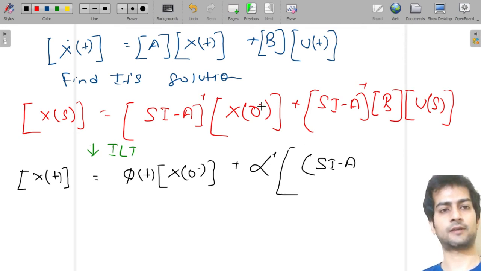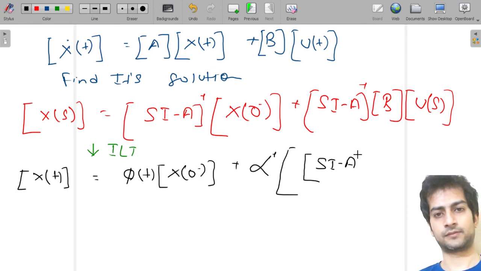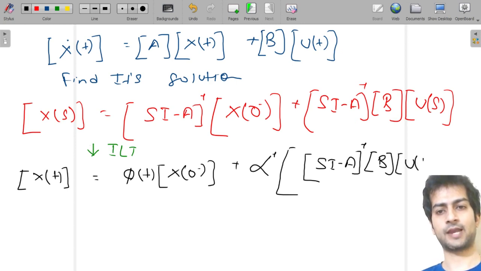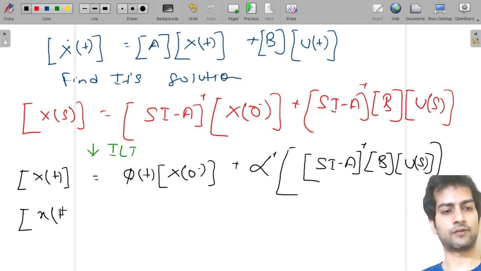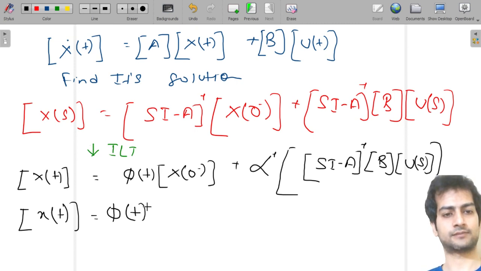(sI minus A) inverse. This is in matrices, so be careful. B. So can we write it like this? We are taking the inverse Laplace transform of it. Now see, if we further want to expand it, then what will we get? We will get something like this.